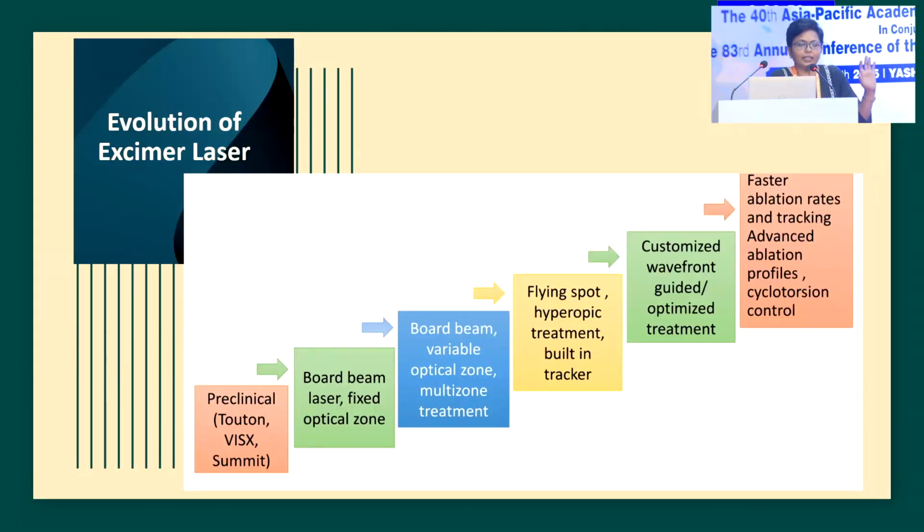As I said, there is a development in laser also. We started from the first generation, that is preclinical, and now we are at the 6th generation of laser. What started as a broad beam is now a very small beam, so we can precisely ablate a particular tissue. But we have to reach that tissue, so there has to be a tracker mechanism. As the laser advanced, the tracking mechanism also advanced. In the 6th generation, finally, we have a mechanism to negate the cyclotorsion effect also. That is how the excimer laser advanced.